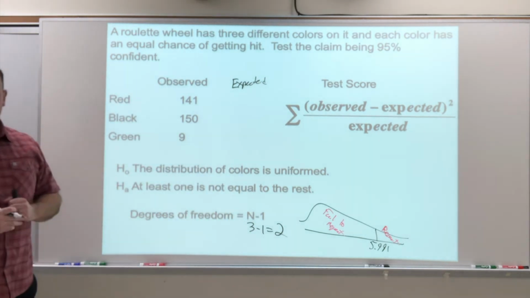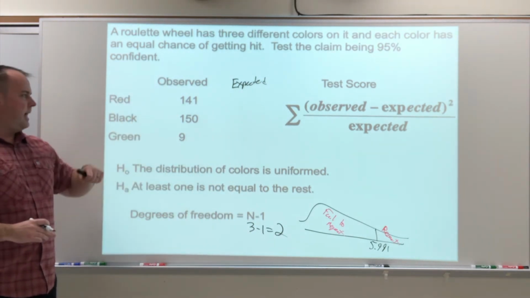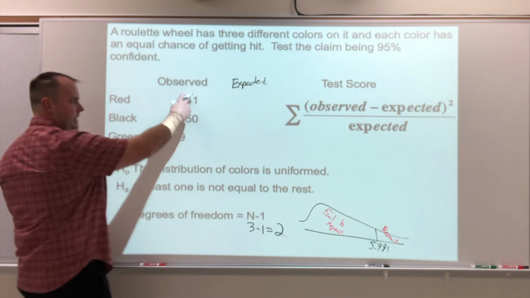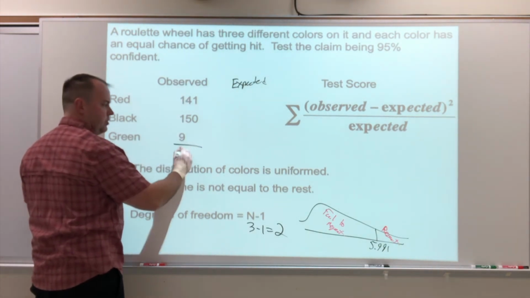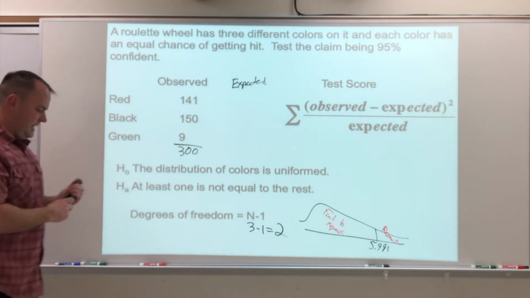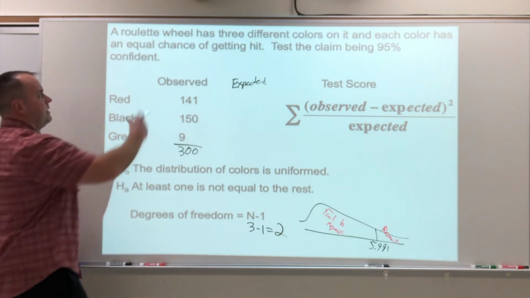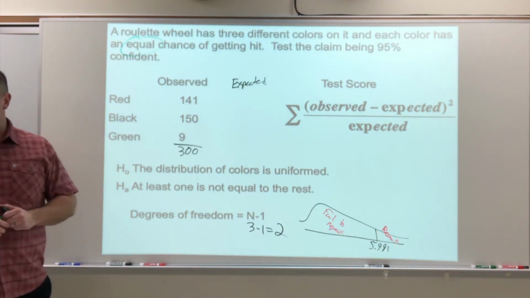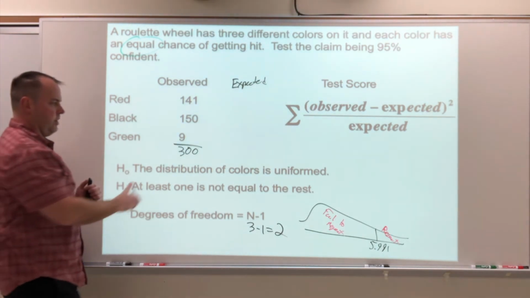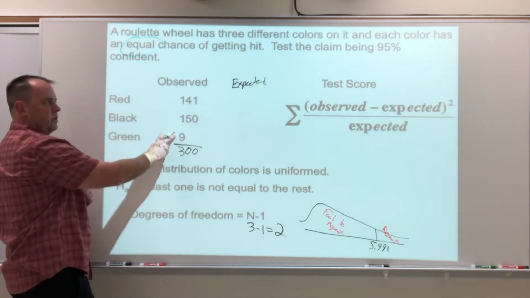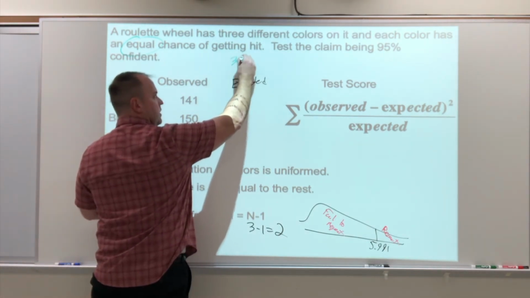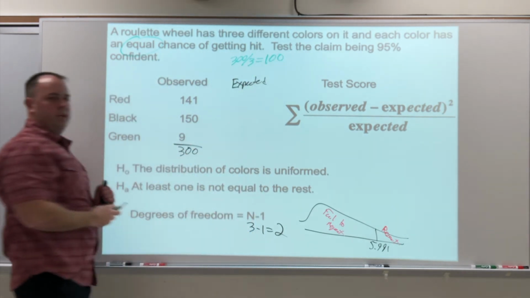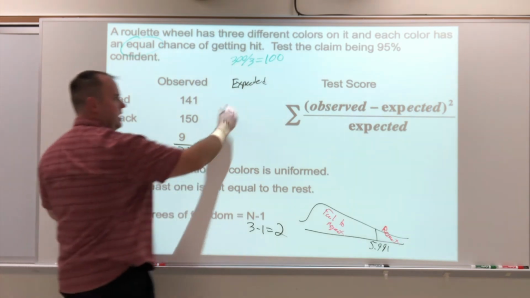So what we have to do is add up our observational units so that we can split them up evenly. So if we add these up, 141, 150, 9, that should add up to 300. And the key here is the equal chance, saying that they're uniform. Because to get my expected values, all I need to do is take that 300 and divide it by the number of categories. So for our expected, 300 divided by 3 is 100. Each one of our expected values is going to be 100.